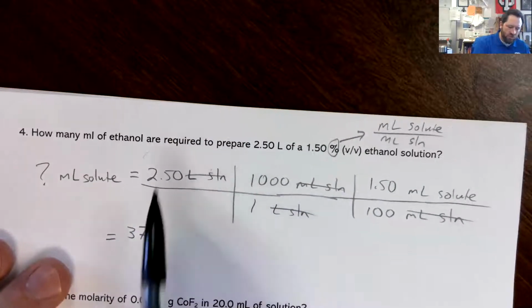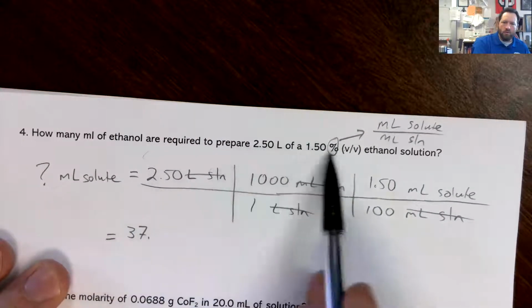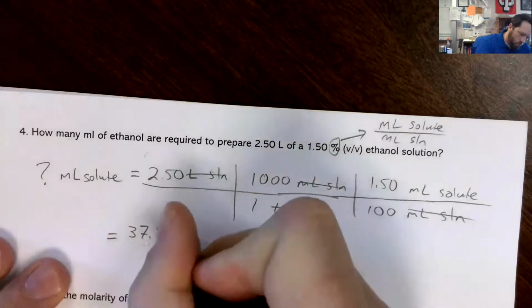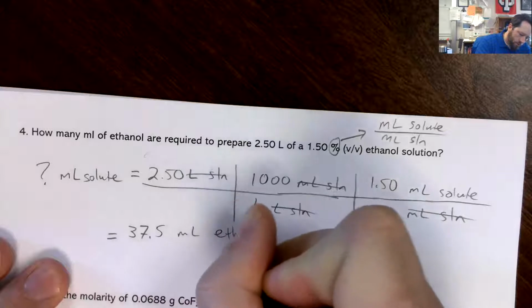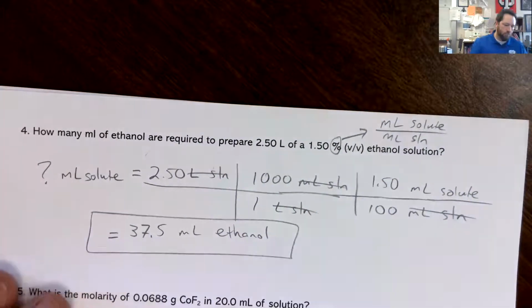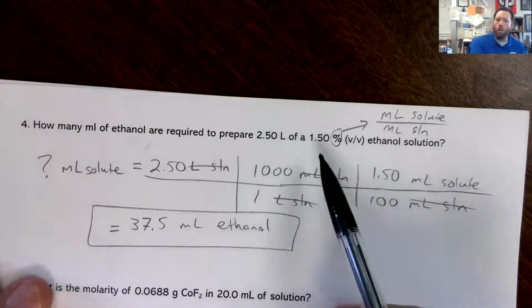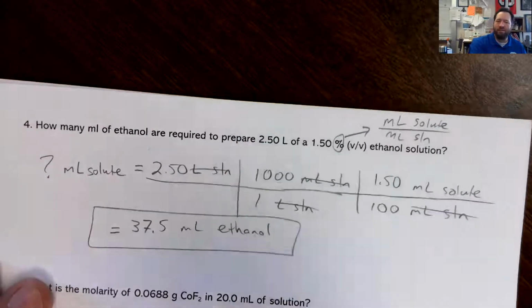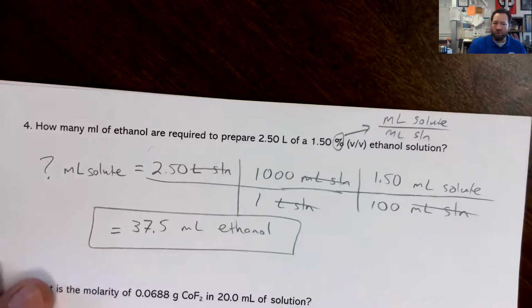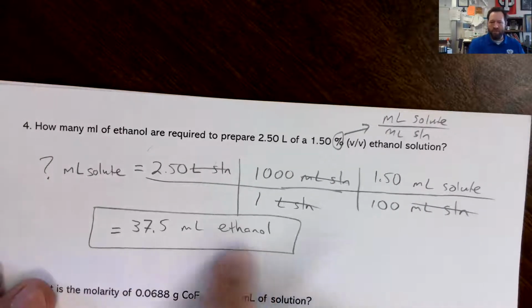Let's double check our significant digits. We have 3 in that value, 3 in that value, so 3 it is. 37.5 milliliters of ethanol. So again, that's telling you if you want 1.5% and 2.5 liters, you'll need 37.5 milliliters of ethanol.